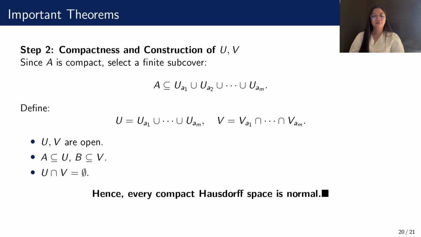Okay, and then we know that U and V are open, and A is a subset of U and B is a subset of V. So their intersection is also empty, so they are disjoint. So we have now proved that it is normal. Hence, we successfully separated A and B with disjoint open sets. Therefore, every compact Hausdorff space is normal.